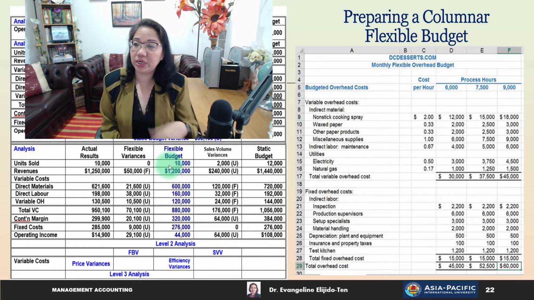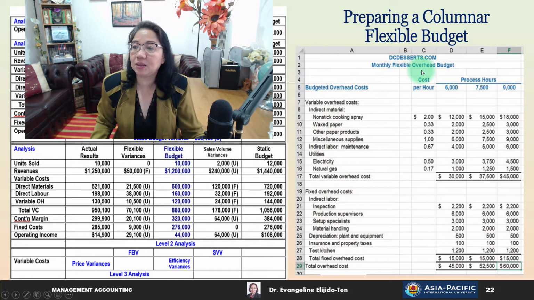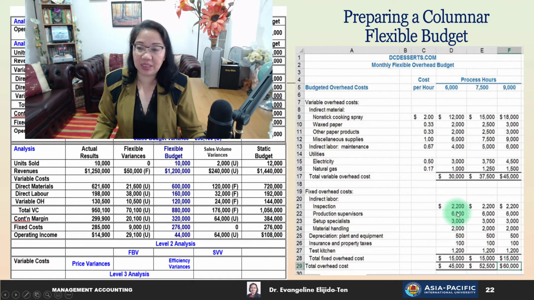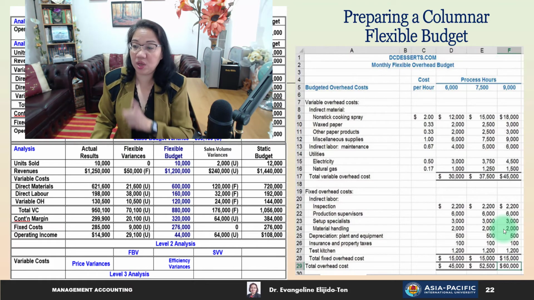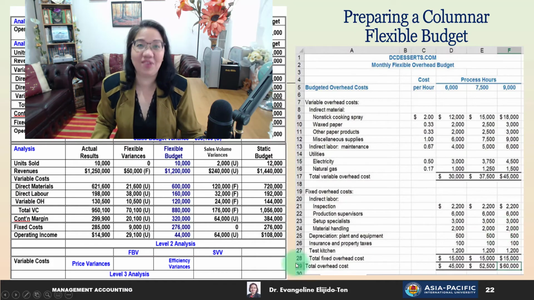operation. As shown here in DCDesserts.com monthly flexible overhead budget, we are looking at different levels of process hours at 6,000 hours, 7,500, and at 9,000 hours. So you are flexing the budgeted variable cost, but notice for fixed overhead costs, the indirect labor, inspection, production supervisors, and all that are fixed regardless of what level of process hours we are planning to have. We will have exactly the same fixed costs.